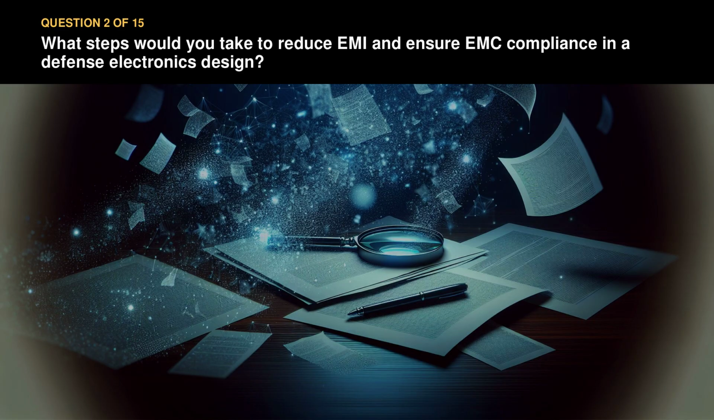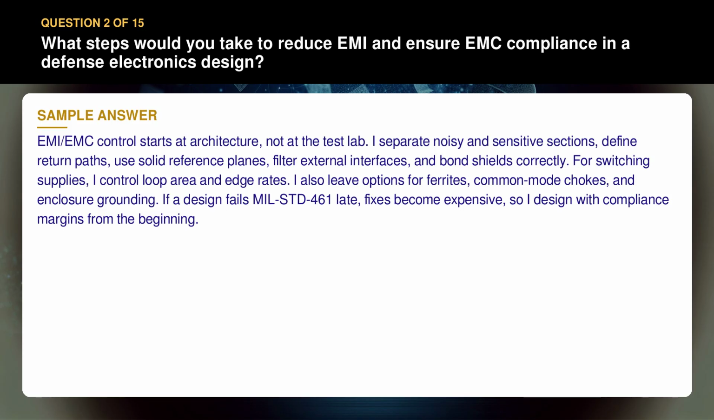Question 2. What steps would you take to reduce EMI and ensure EMC compliance in a defense electronics design? EMC control starts at architecture, not at the test lab. I separate noisy and sensitive sections, define return paths, use solid reference planes, filter external interfaces, and bond shields correctly. For switching supplies, I control loop area and edge rates. I also leave options for ferrites, common mode chokes, and enclosure grounding.